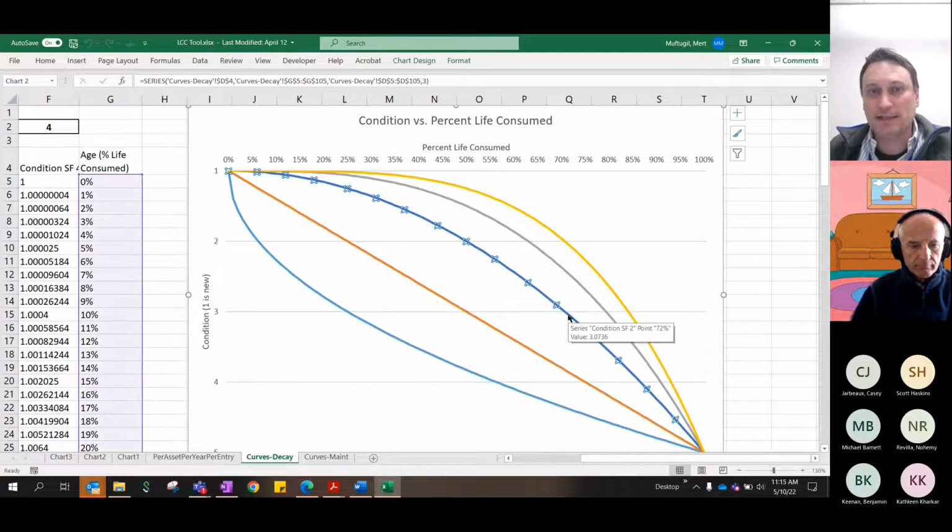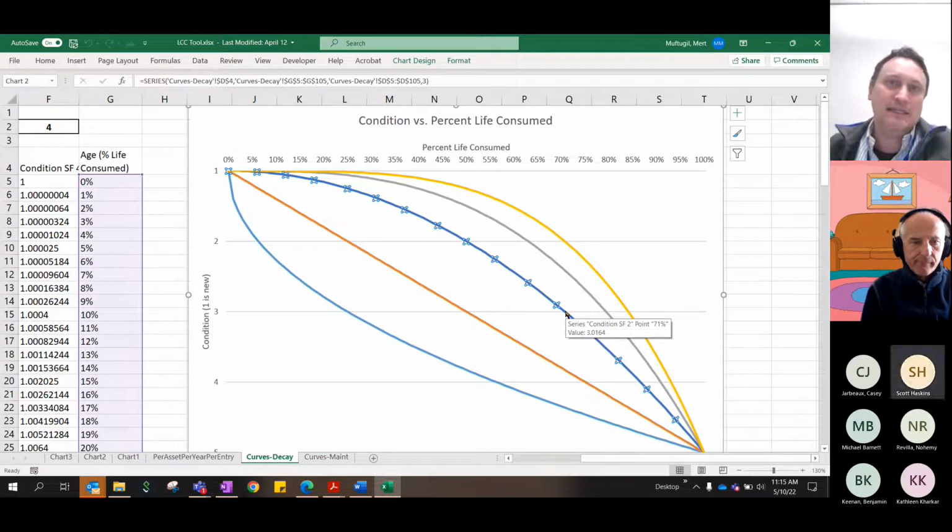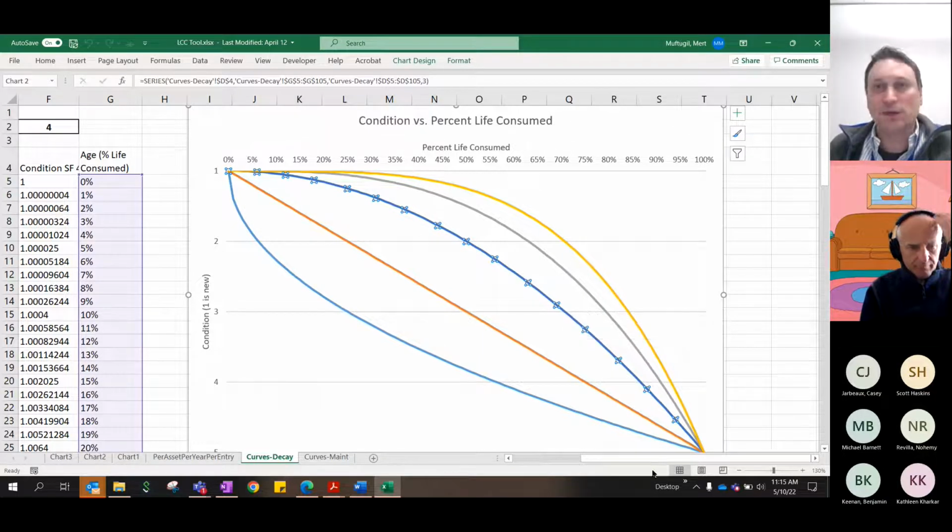That to me tells me that about 70% of that asset's life has been consumed so far. So 30% of life expectancy remains. If the pump life expectancy is 50 years, I have about 30% of its life remaining before I need to take action. So this is what the decay curve is in this case.